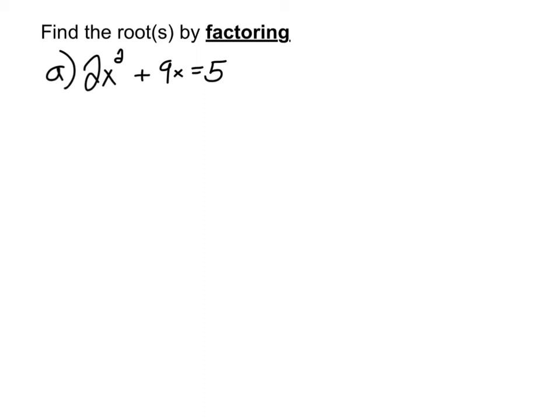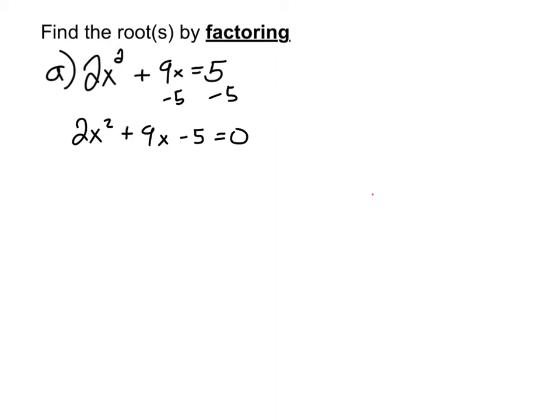So first thing I'm going to do is make one side of the equation equal 0. To do that, I'm going to subtract 5 from both sides of the equation, and I'll end up with 2x squared plus 9x minus 5 equals 0.